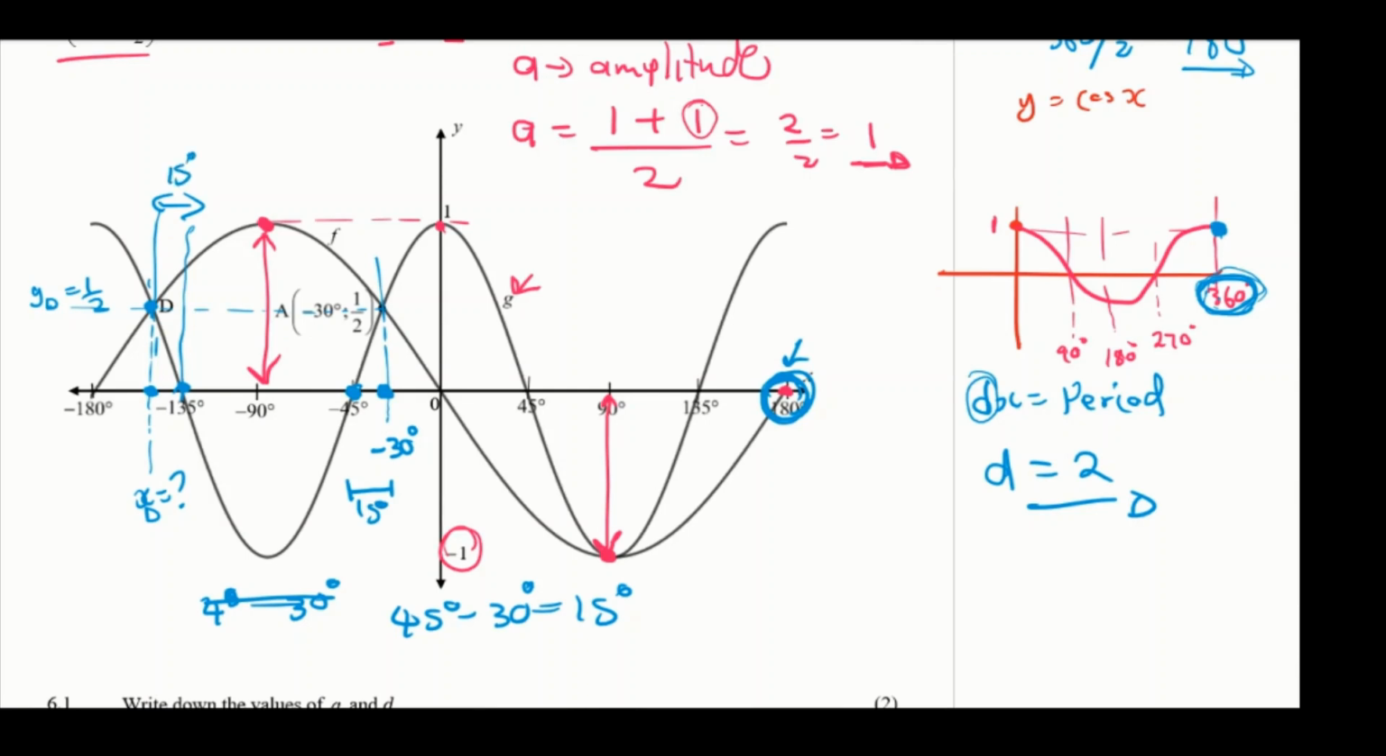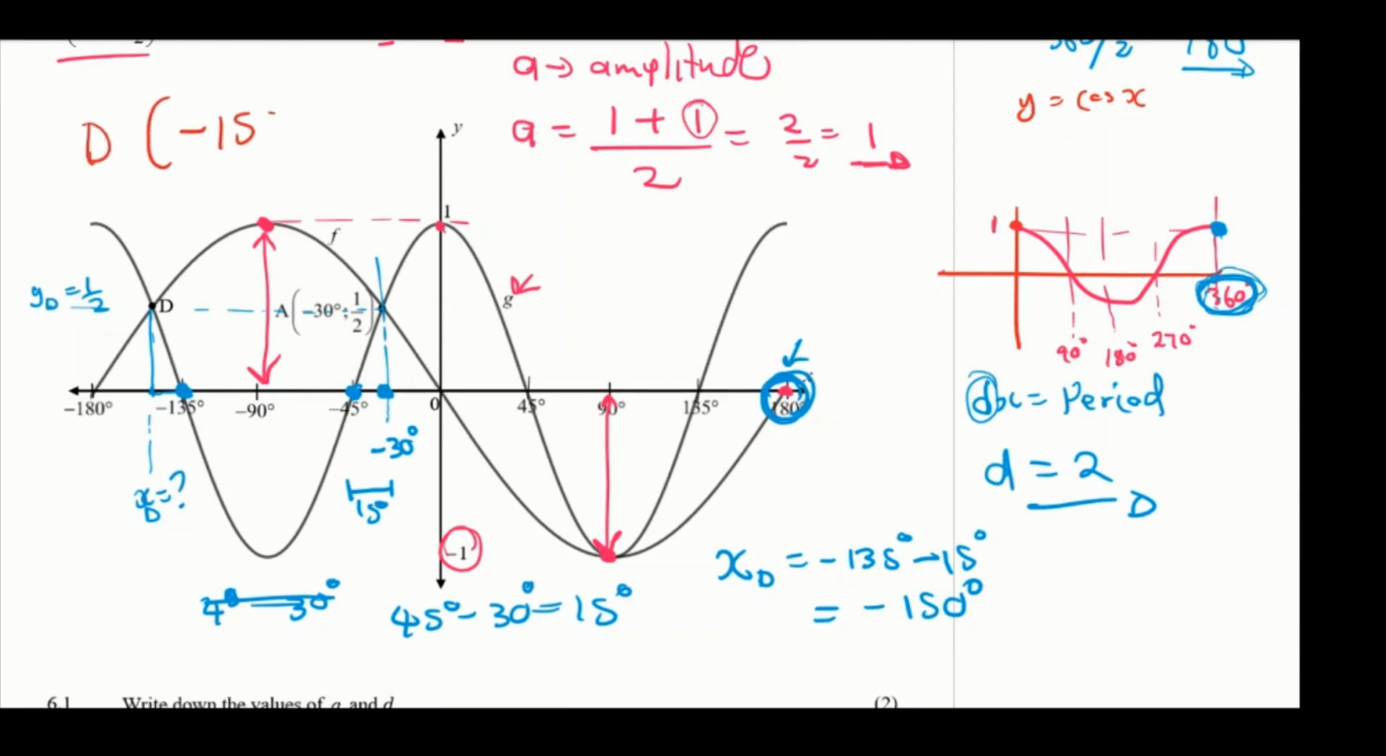So it means now that for us to find the value of D, let me clear this up. So for us to find the value of D, we need to start from the minus 135, and the value of D comes here, right? So we need to say the x value of D is equal to minus 135 degrees minus the 15 degrees, which is the difference, right? You're going to get minus 150 degrees. So this concludes now that the coordinates of D would be minus 150 degrees and 1 over 2.